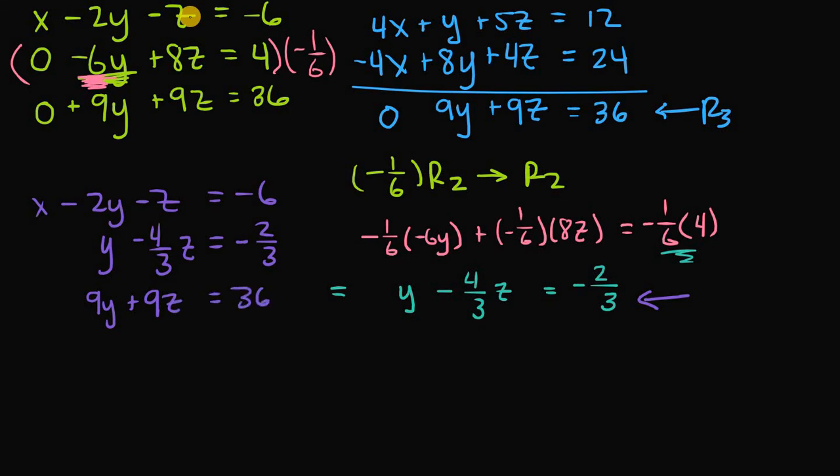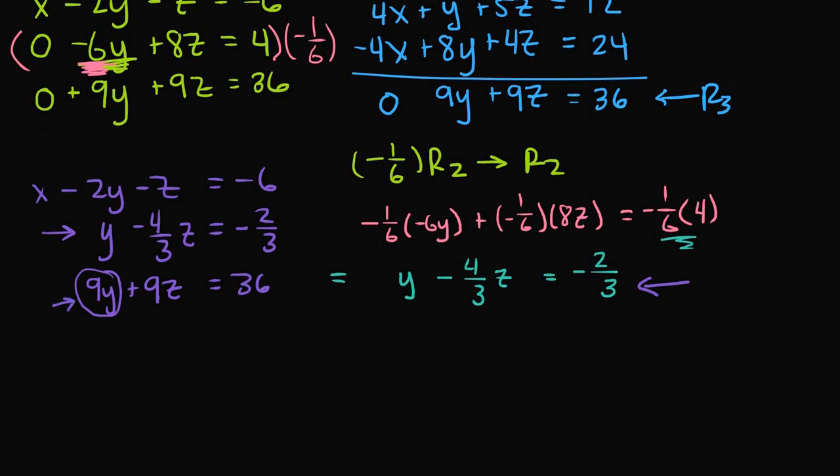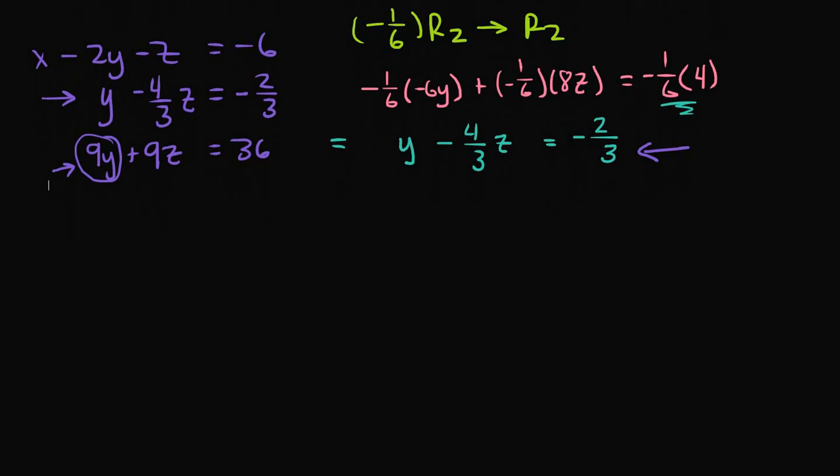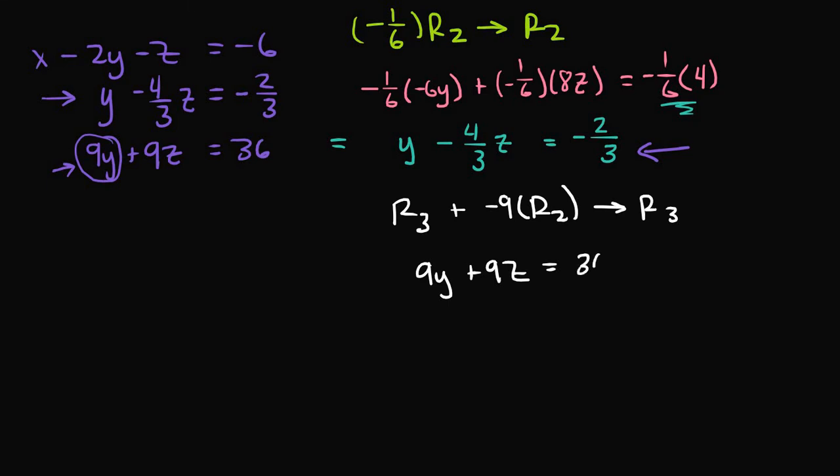Cool. So my next step is I want to try to get a 0 term down here, right? So maybe if I multiply this second equation by negative 9, then I'll get a negative 9y here, and then I can cancel out with this 9y here. So what I'm saying is, if I scroll down a little bit more, I can take R3, or equation 3, and I can add to it negative 9 times R2, and that will give us our new R3. So R3 was 9y plus 9z is equal to 36.